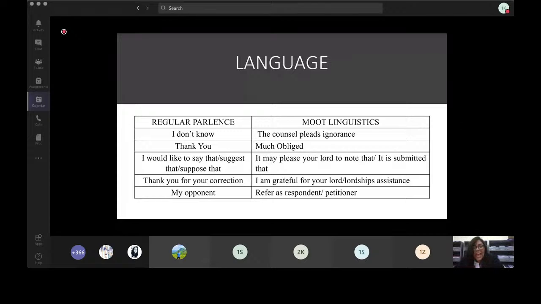And despite the mentions in popular culture, you never refer to your opponent as "my opponent." You would always call them with their designated party name, the respondent, petitioner, complainant, or appellant, however the case may be. With this, I've come to conclusion. And over to you, Simran.